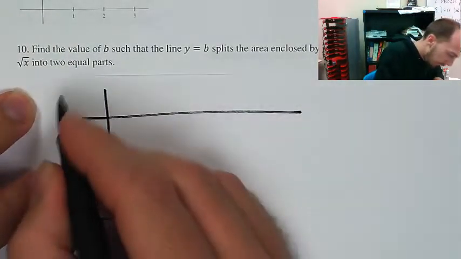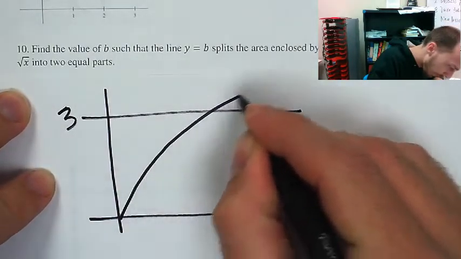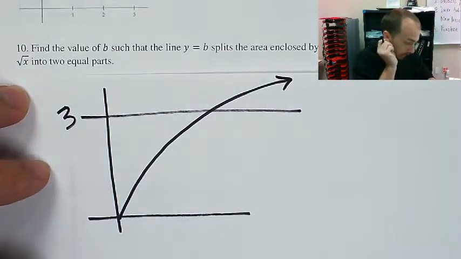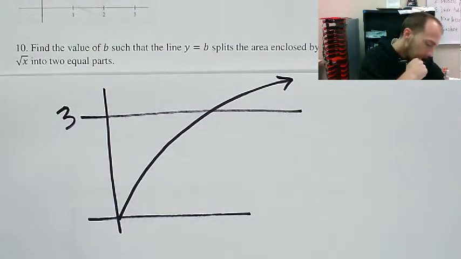The y-axis, y equals 3 and y equals the square root of x. Okay, I see what they're talking about. They're talking about this kind of triangle-looking thing. And, okay, the line y equals b.